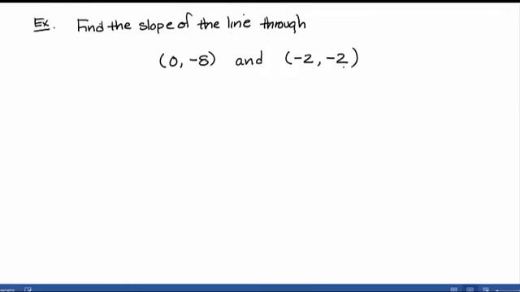Okay, so remember, let's write down our slope equation again. It's m equals y2 minus y1 all over x2 minus x1. Okay, so let's label our x's and our y's. So here I'm going to go to my first point. I'm going to call that x1, y1. And then over on my second point, I'm going to call that x2, y2. So let's go ahead and plug in what we have.